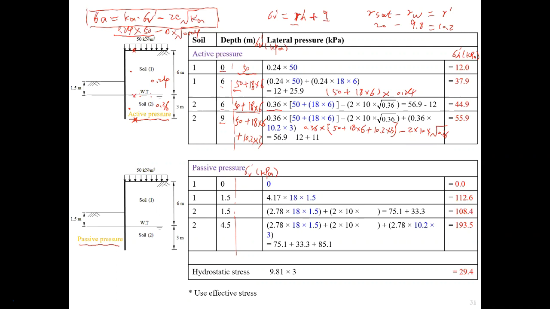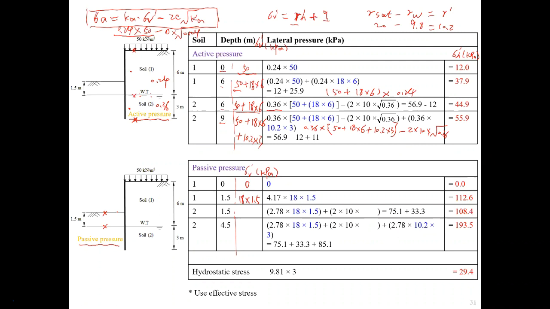So this is for the active case. For the passive case, again, I'm just going to speed up a little bit, because it's running all the time. You see here, there's no surcharge, so no 50 value, and this sigma V prime will be zero. What I write here is equivalent to the blue color in the next column. And then there's another critical point, the layer interface, which will be 18.1.5.